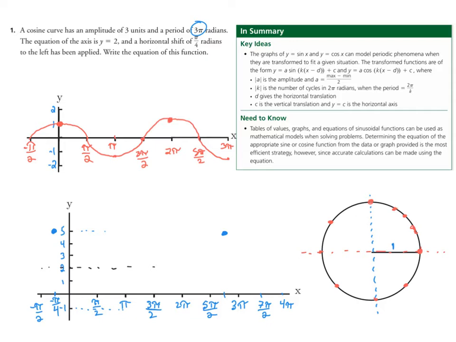Let's say 3 pi is the same as 12 pi by 4. And so pi by 4 to the left is just going to be 11 pi by 4. It's going to be 11 pi by 4, comma, it's going to have a height of 5. That's going to be back at the top.